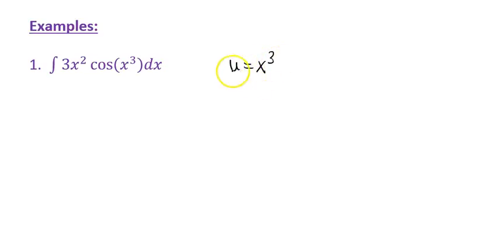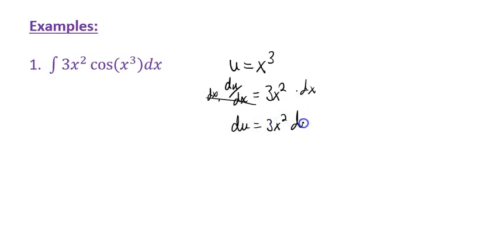Okay, so you do this derivative work over here on the side. Here's our U. Then we take the derivative, so the derivative of U would be du dx. And the derivative of x cubed is 3x squared. And then because we see exactly 3x squared in that problem, I'm going to leave that alone. But I am going to multiply both sides by dx. And that leaves me du equals 3x squared dx.